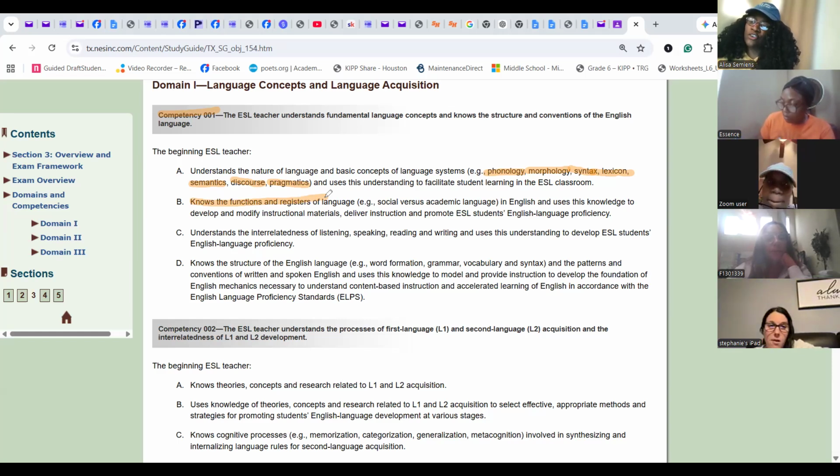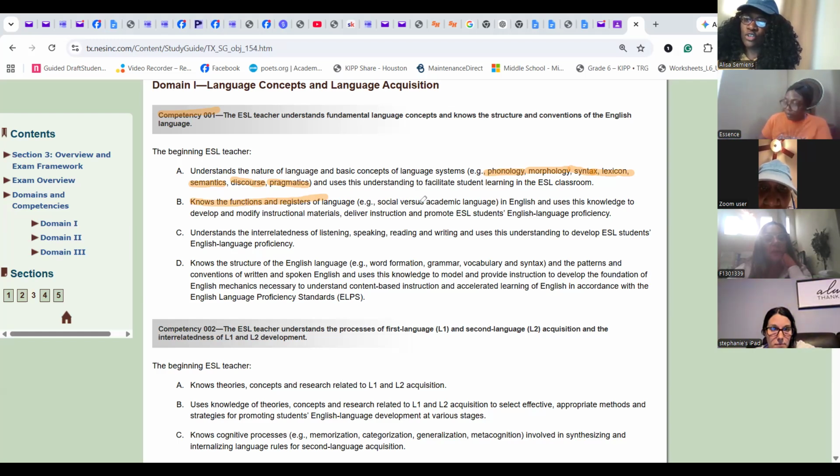So that falls under BICS, which is the basic interpersonal communication skills. That's the everyday language, like, hey, what's up? How you doing? Which they're going to acquire within 1 to 3 years, right? So that's why knowing the functions and registers of language is important.